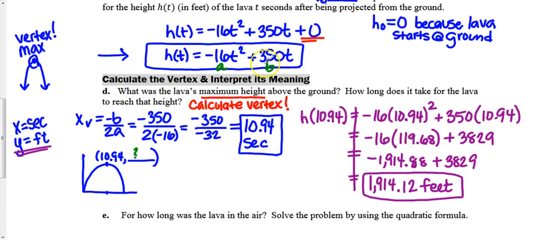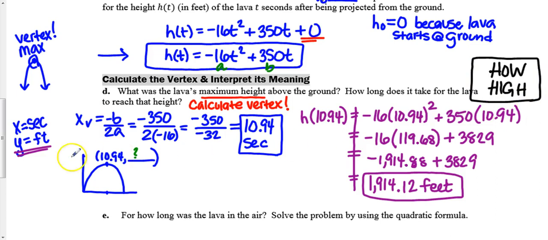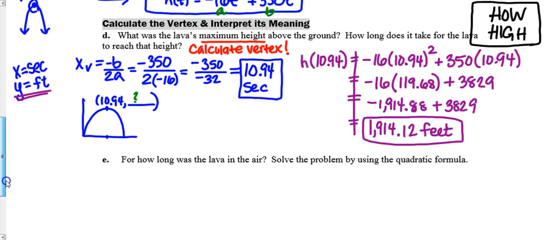So if we were to summarize part D, and this is important, this was asking us how high. So in big capital letters off to the side, please make a note of that. Whenever we're asked how high, that's going to be all about vertex. Part E asks something different. It says, for how long was the lava in the air? Solve the problem by using the, check it out, quadratic formula.